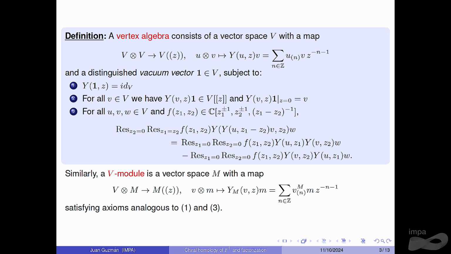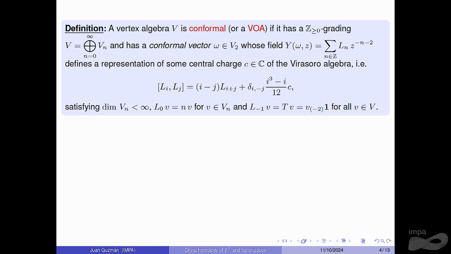Now, in order to go to the geometry, these are not going to be enough, right? That's the reason why we take VOAs and not vertex algebras, because we need an action of the Virasoro algebra, right? So we're going to have this vertex algebra that I mentioned, and we're going to assume that there is a vector called a conformal vector, whose associated field here will give us a representation of some central charge of the Virasoro algebra, right? We're going to ask for some compatibilities, right?